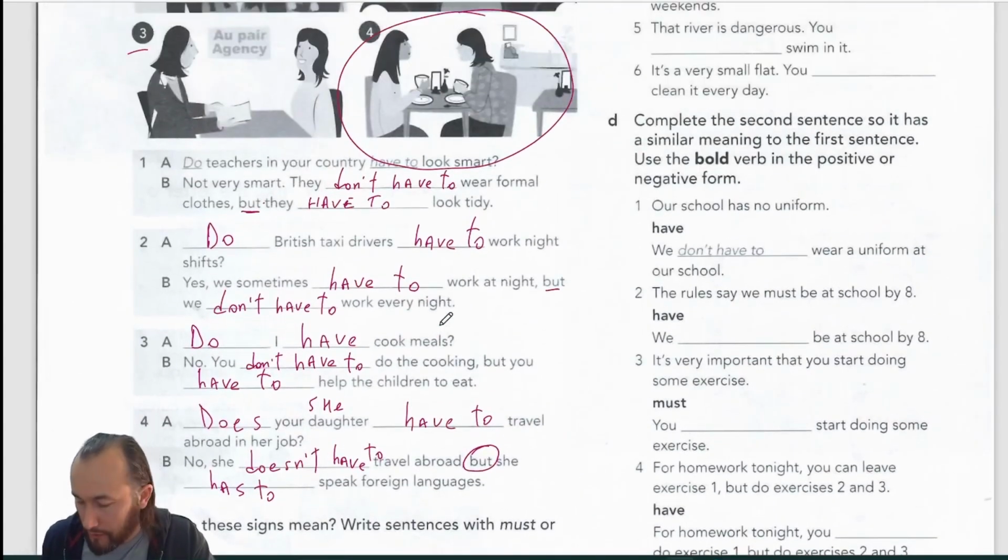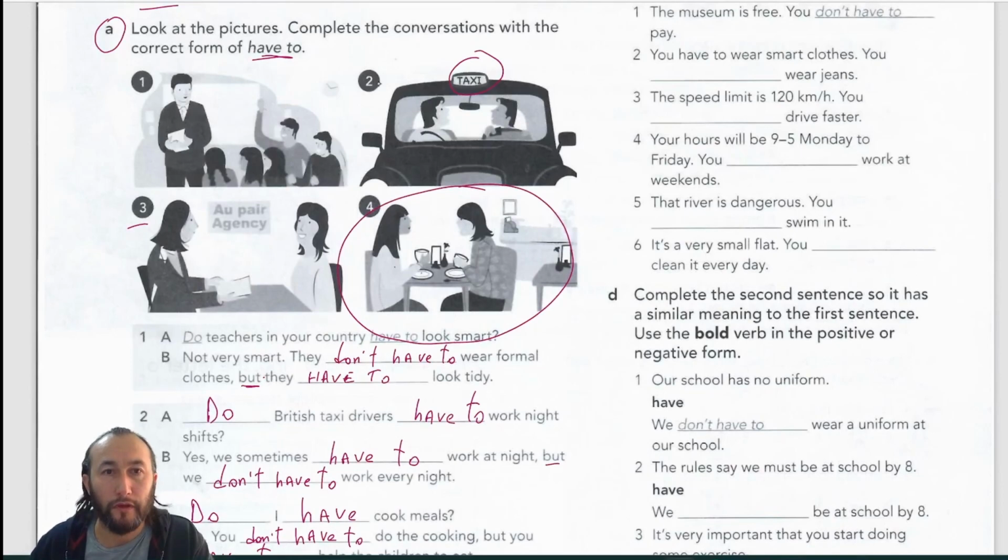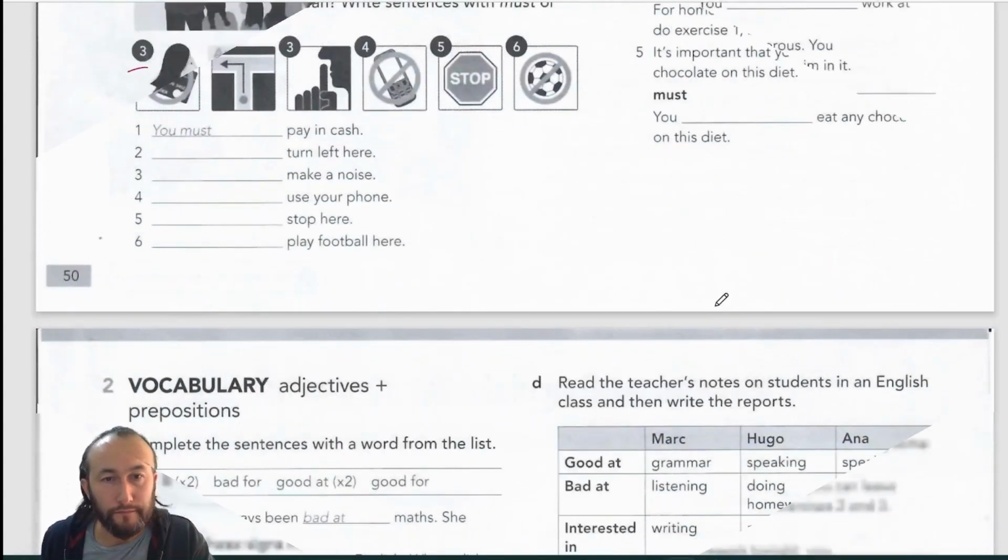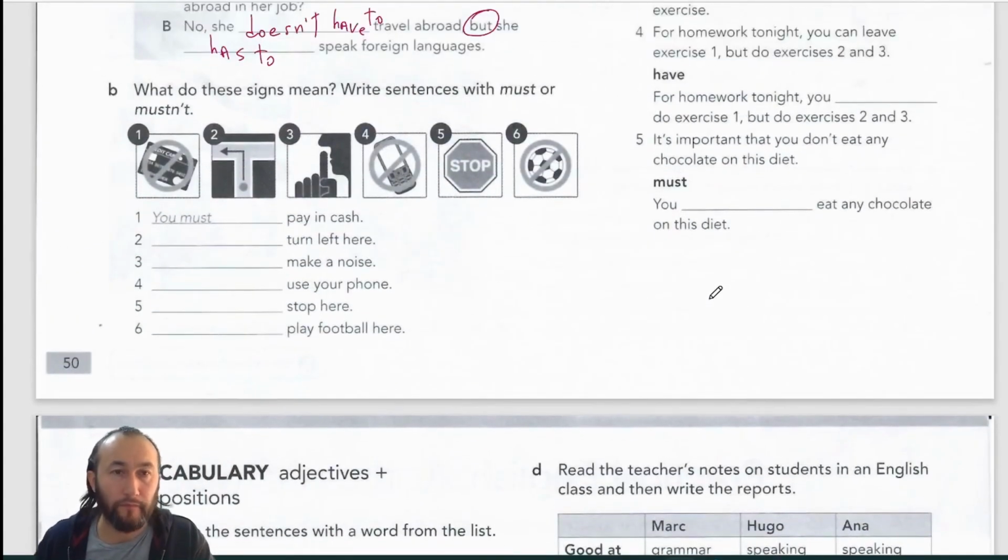Because that's what the exercise is asking us to do. Complete the conversation with the correct form of have to. Right now, exercise B. What do these signs mean? Write sentences with must or mustn't.